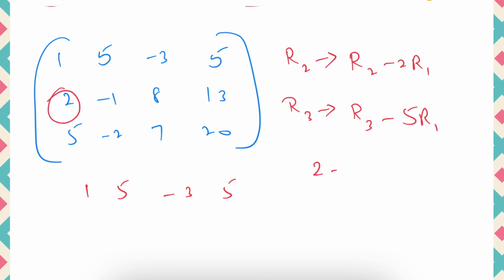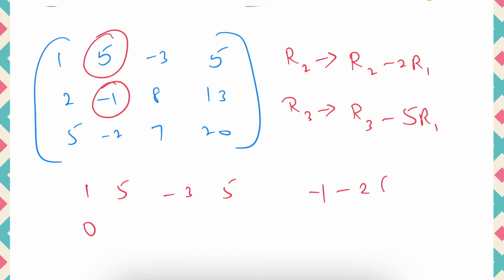R2 is 2 minus 2 into R1, which is 1. So it will become 2 minus 2 ones are 2. So 2 minus 2 is 0. That 0 I will write here. Then next, minus 1 minus 2 into 5. So minus 1 minus 2 fives are 10, minus 1 minus 10 is minus 11.